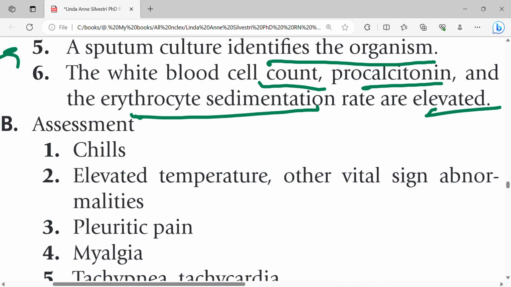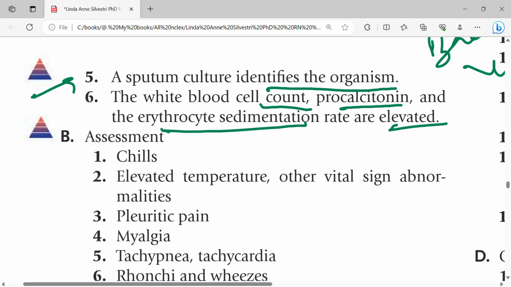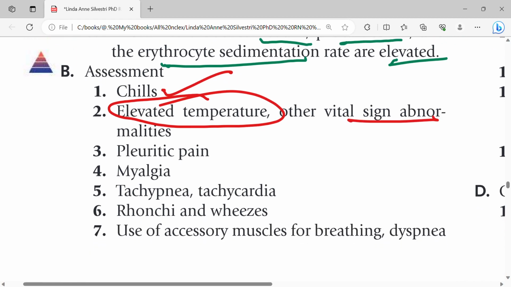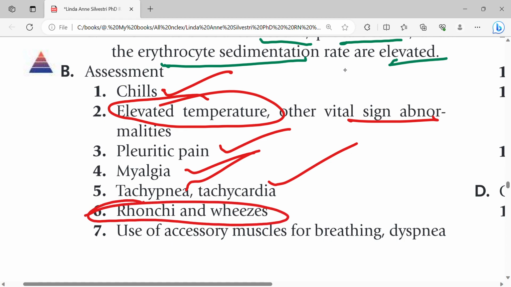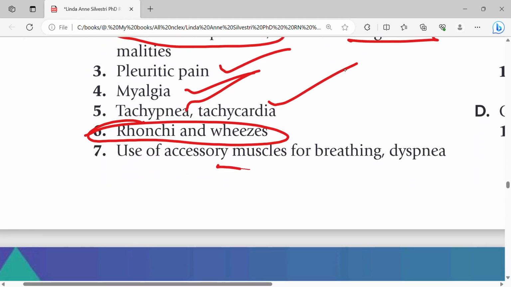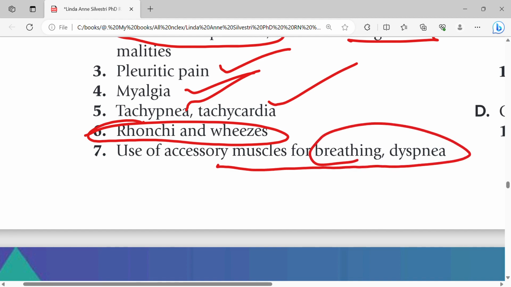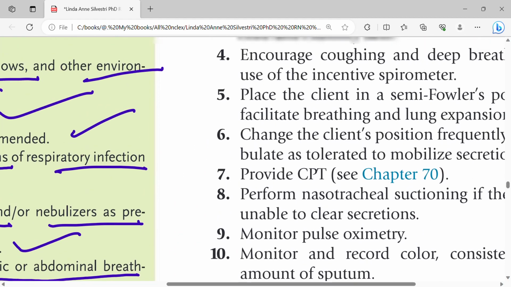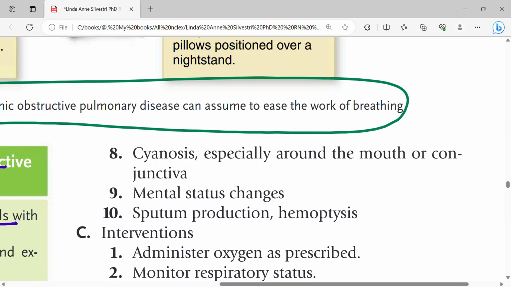Then assessment, how we will assess. Chills can be there. Elevated temperature can be there, and other vital signs we need to check. Pleuritic pain will be there. Myalgia can be there. Tachypnea, tachycardia. Breath sounds are wheezing and rhonchi. Use of accessory muscles for breathing and dyspnea can be there. So these are all things we need to assess.